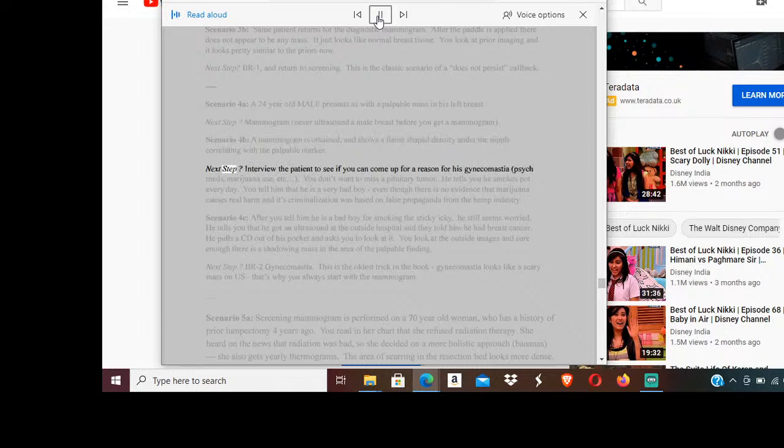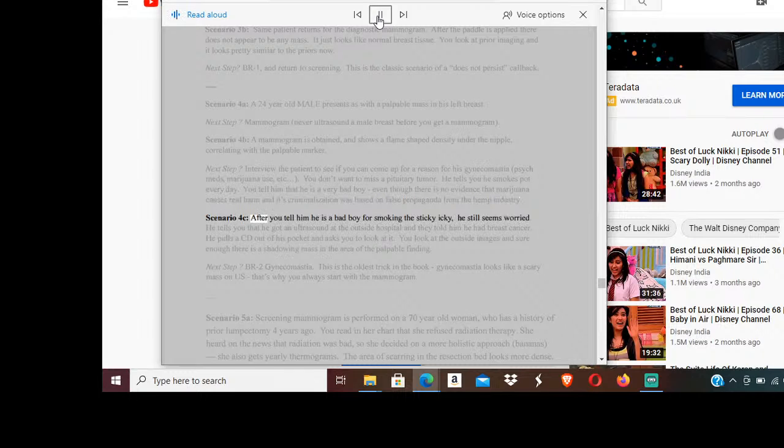Next step: interview the patient to see if you can come up with a reason for his gynecomastia: psych meds, marijuana use, etc. You don't want to miss a pituitary tumor. He tells you he smokes pot every day. You tell him that he is a very bad boy, even though there is no evidence that marijuana causes real harm, and its criminalization was based on false propaganda from the hemp industry.